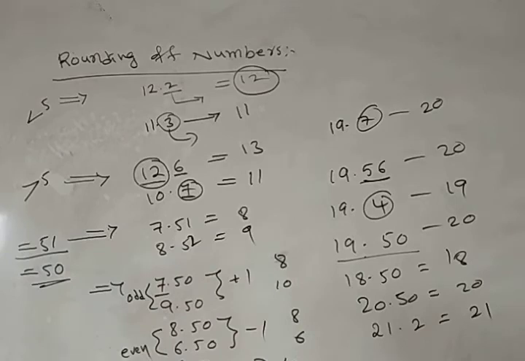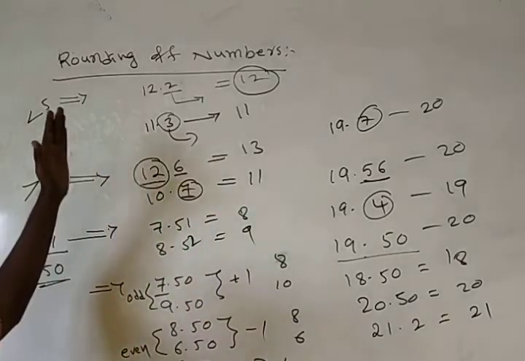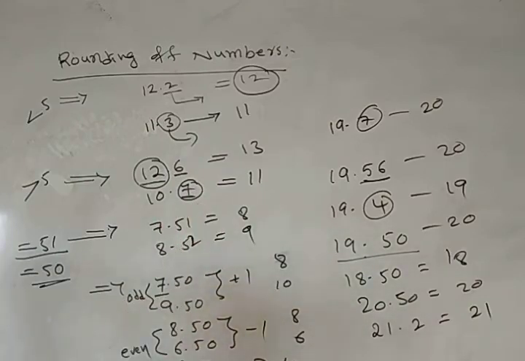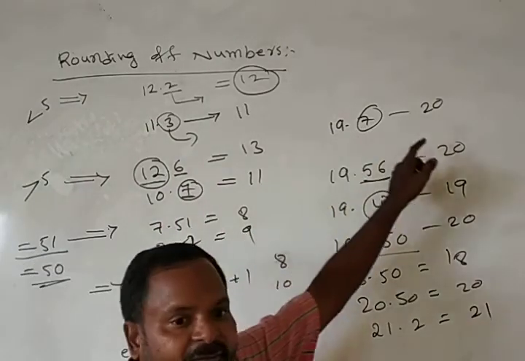This is called rounding of numbers. What is the purpose of rounding of numbers? For calculation purposes, for our convenience, we do rounding of numbers. 19.7 rounds to 20.